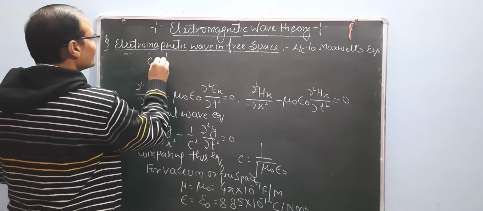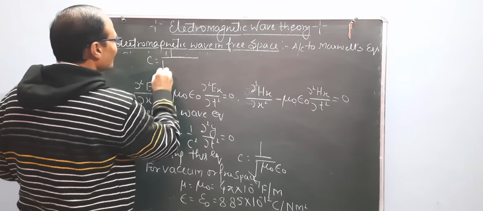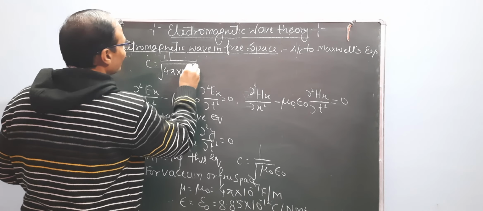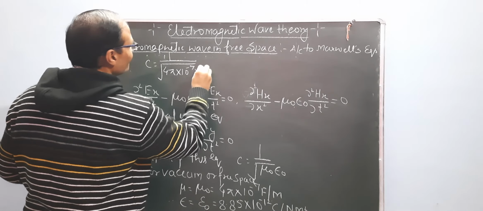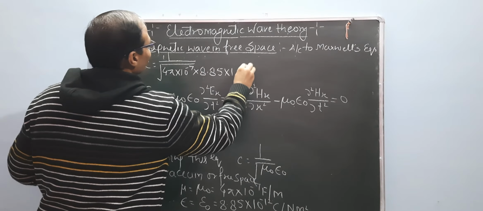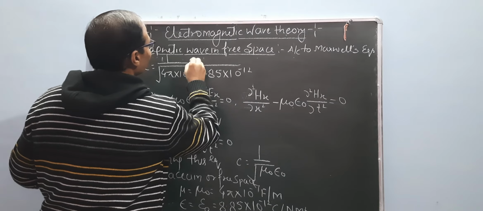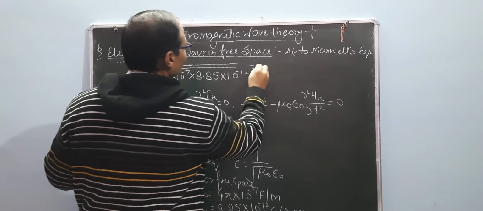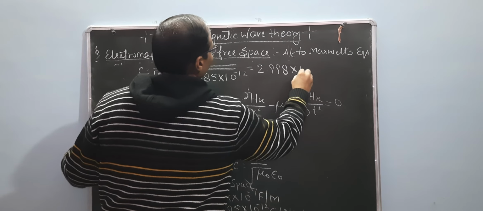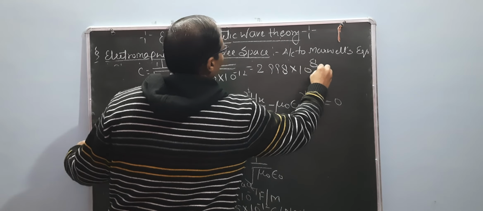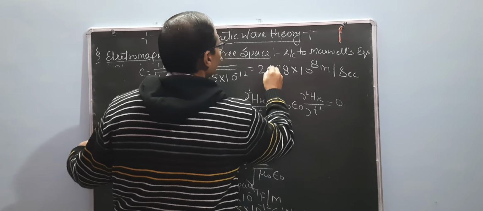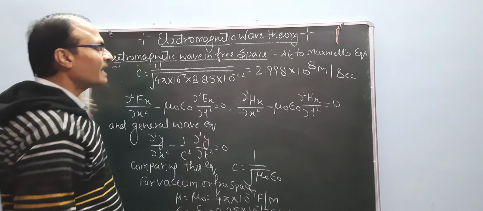The value is c equal to 1 upon under root of 4 pi into 10 to the power minus 7 into 8.85 into 10 to the power minus 12. Then calculating the value, it is 2.998 into 10 to the power 8 meter per second. So, this is the value of the velocity of light.